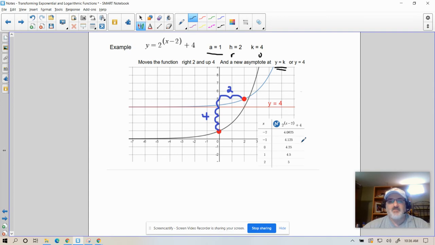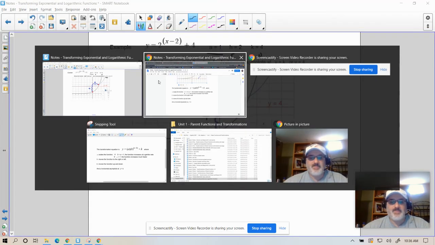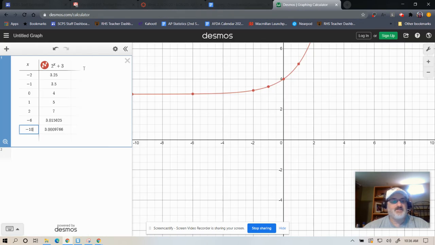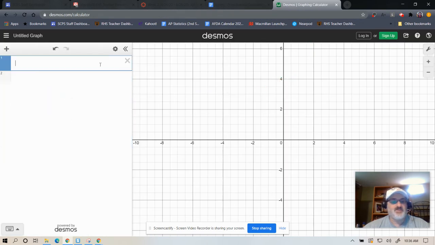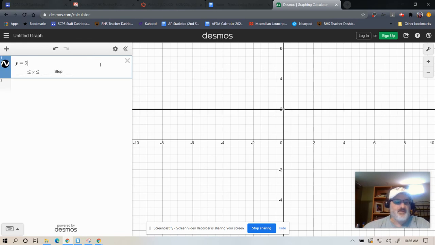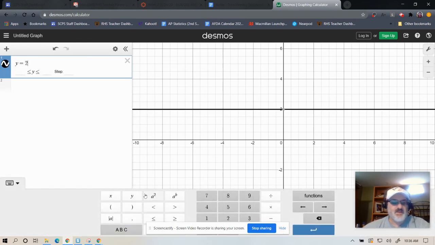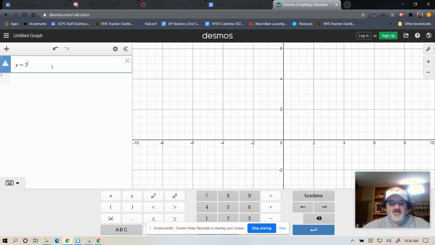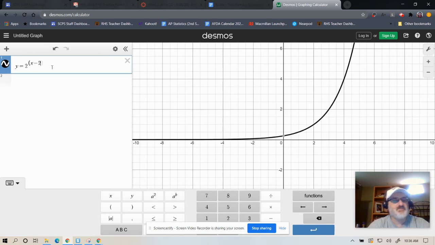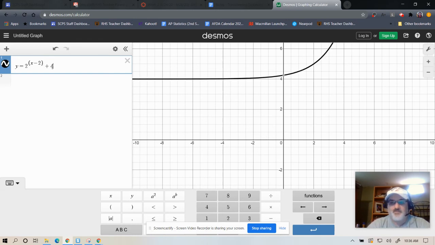Again, if I want a table, all I have to do is go to Desmos here and put in the new equation, y equals 2. And I'm going to get up into the exponent. Remember how to do that? You go to the exponent here, and then inside the exponent, x minus 2, and then come down plus 4. And there's my new equation.